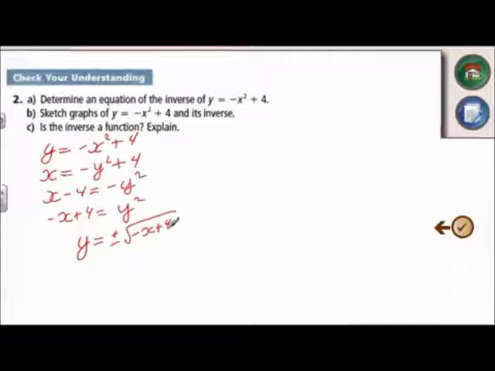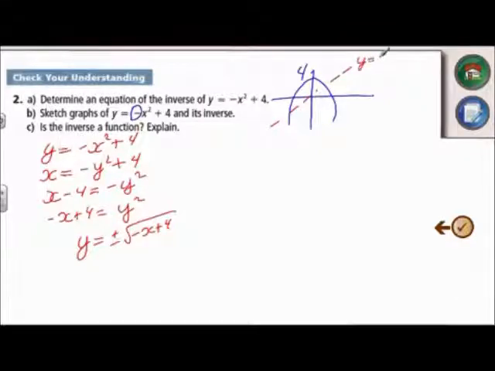Sketch the two. Well, that first one was a quadratic, and we know it's a parabola opening down, and we've got a transformation here, 4 units up. So we know it's going to look like that. If we're going to do our inverse, we put in our y equals x. And I'm going to be looking for certain points. Points I'm going to be looking for. Any invariant points.